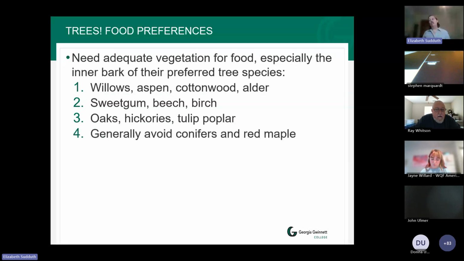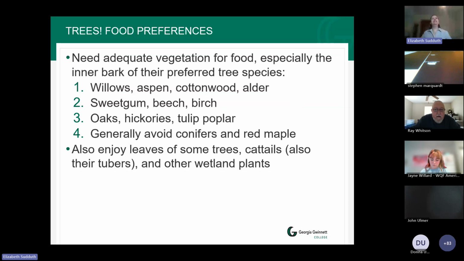And the literature will tell you they generally avoid conifers and red maple. In my experience here in Georgia, they eat those just fine. I think that our beavers have gotten used to loblolly pines and are okay with them. They also often eat not just the inner bark of the tree, but the leaves of some of the trees. They like cattails a whole lot, including the tubers, and you'll see them actually diving down and burrowing to dig up the tubers. And they eat lots of other wetland plants as well.